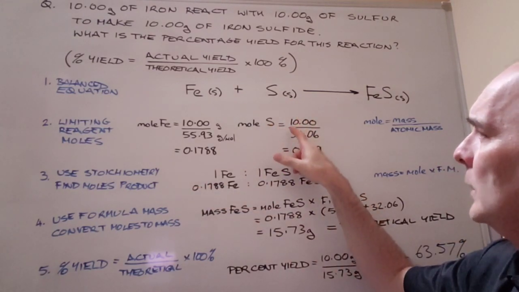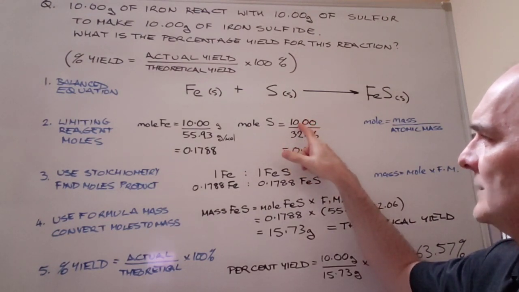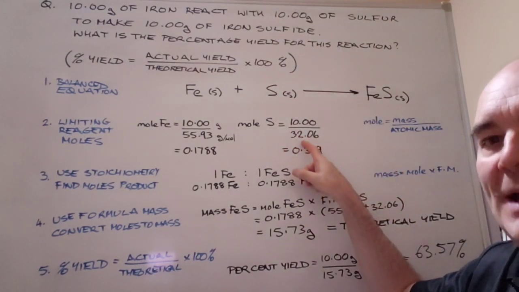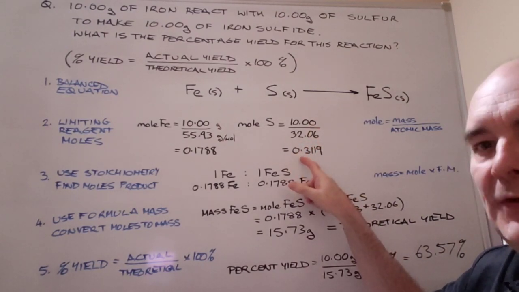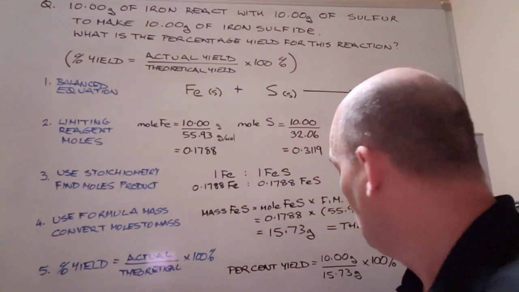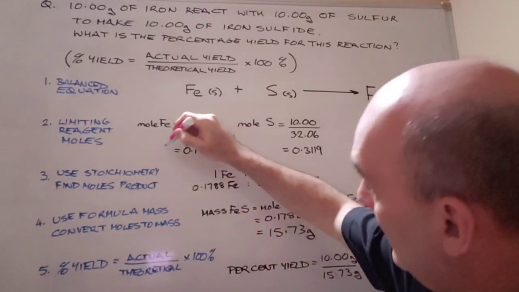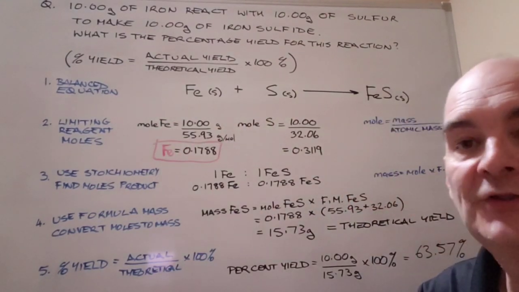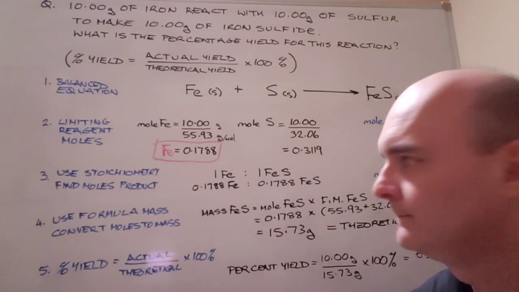If I do the mole calculation for sulfur, mass divided by atomic mass, I have 10.00 grams of sulfur from the question. The atomic mass is 32.06, and that gives me a number of moles of sulfur that is 0.3119. The smaller of these two numbers is the limiting reagent. That means that iron is the limiting reagent in this reaction, and that is the number that we need to consider moving forward.